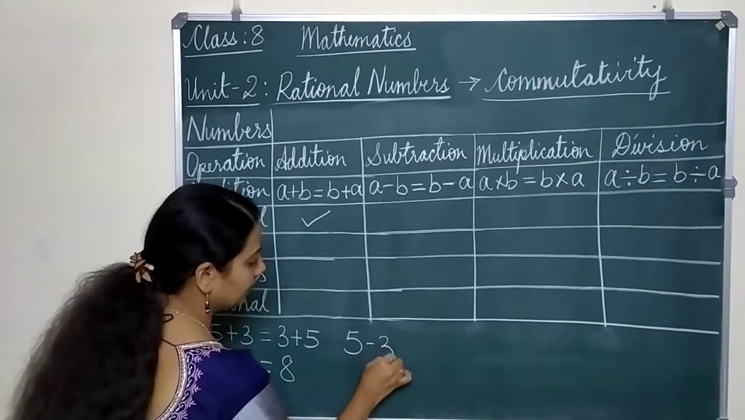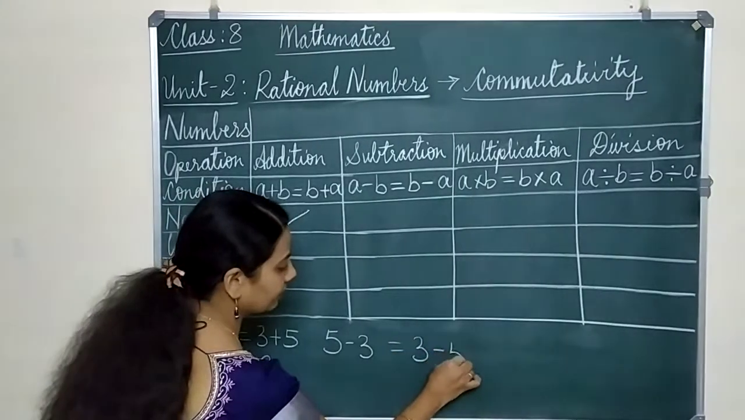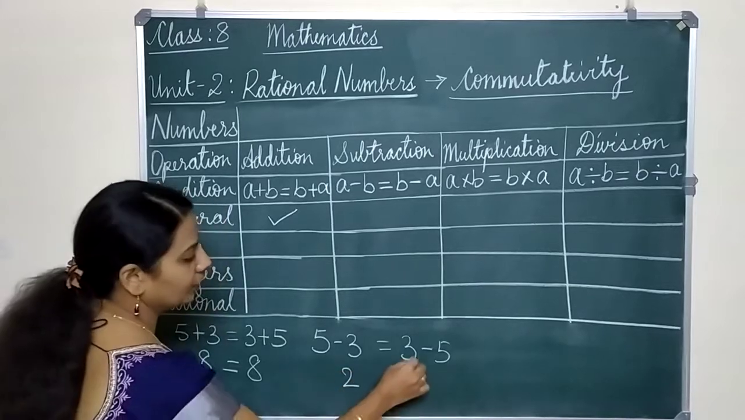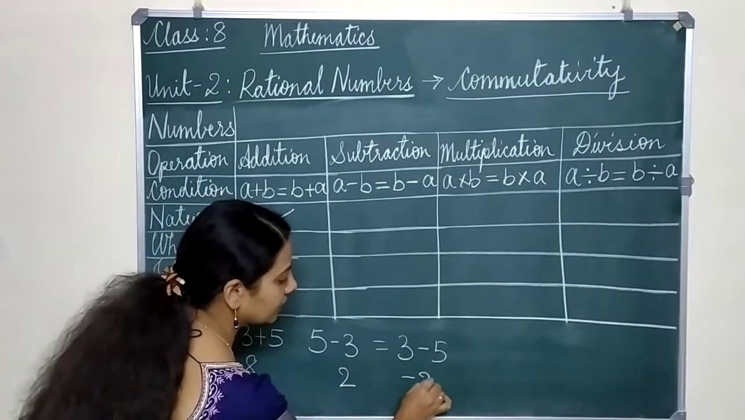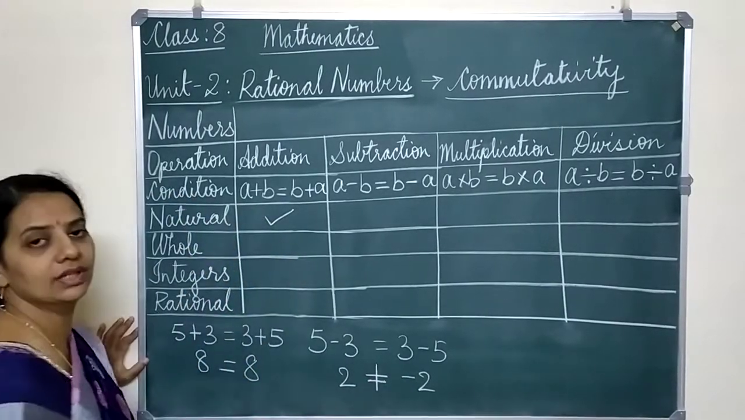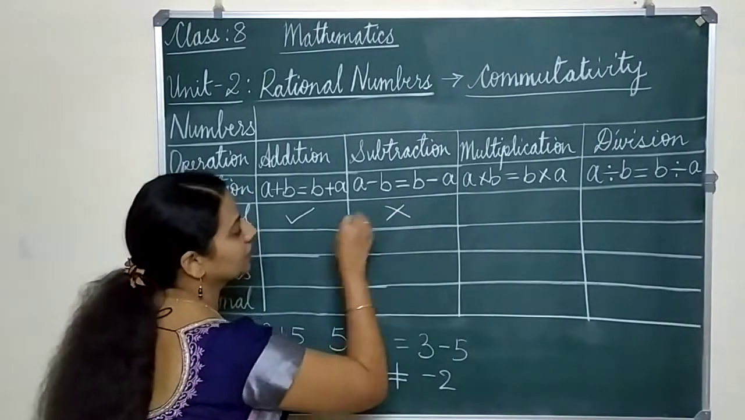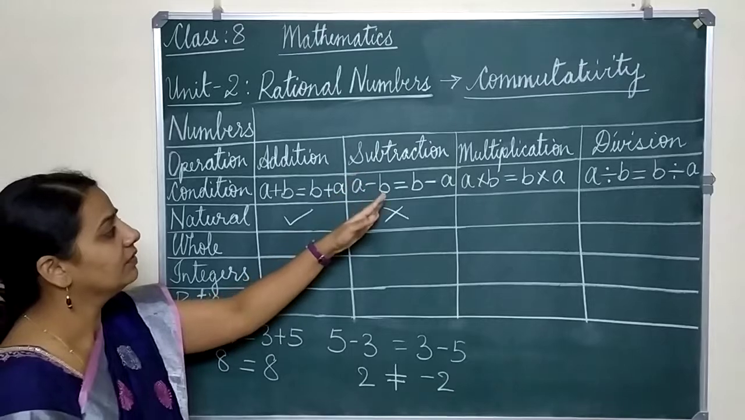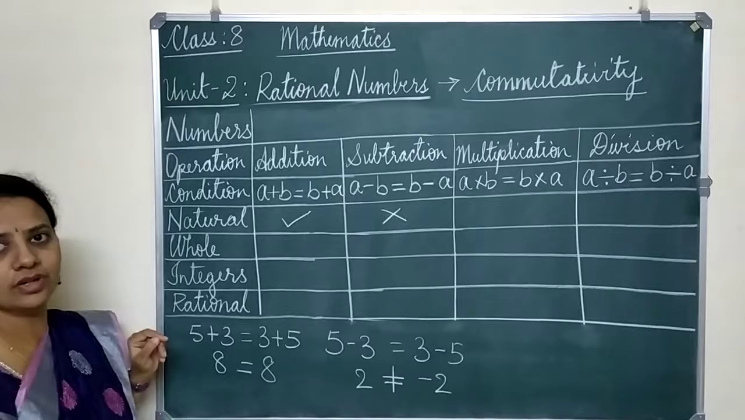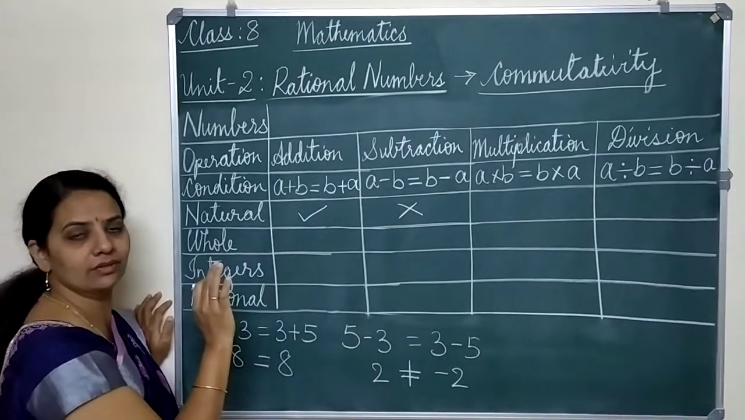5 minus 3, and then 3 minus 5. This should be the condition. What is 5 minus 3? It is 2. What is 3 minus 5? It is minus 2. Is this equal? No, it is not equal. 2 is not equal to minus 2. So this condition doesn't hold good. We can say the commutative property doesn't hold good under subtraction for natural numbers. When you change the order, it should be equal.